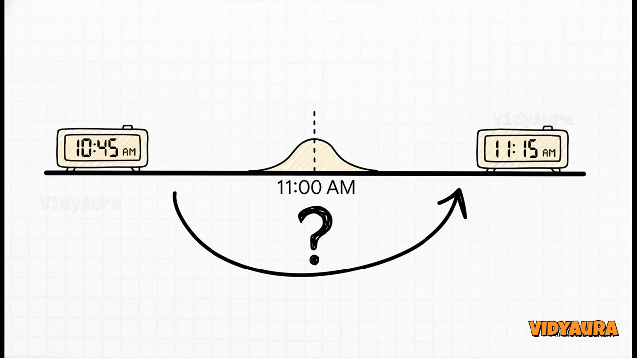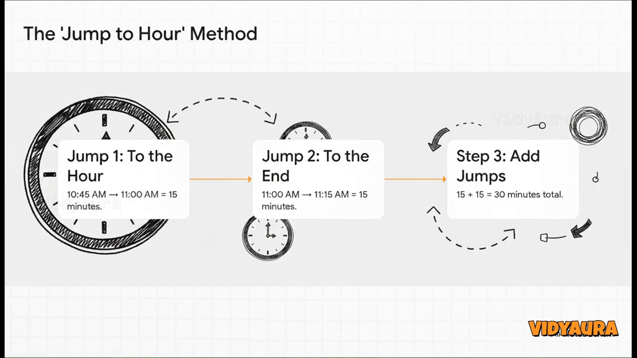Okay, get ready for this one. This is a classic exam question where you have to calculate time that crosses over from 1 hour to the next. Now, watch this carefully because I'm about to show you a fantastic trick called the jump method that makes these problems so much easier. So here's how the jump to the hour method works. It's so cool. In step 1, we just jump from our start time, 10:45, to the next full hour.